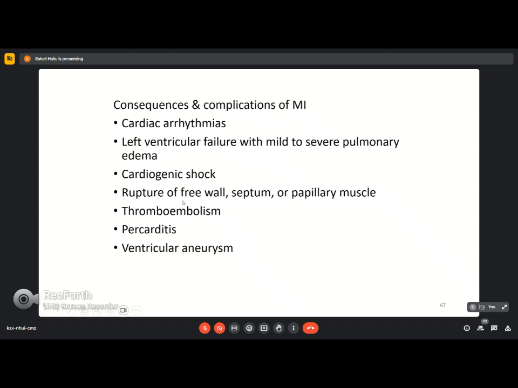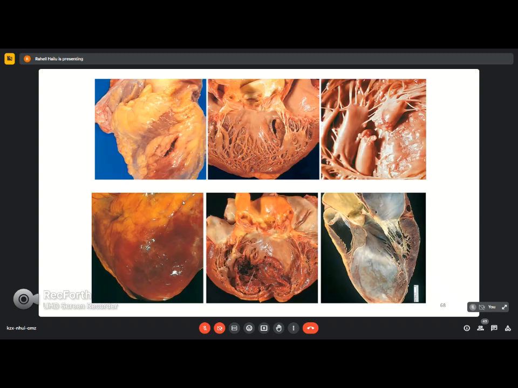Thromboembolism can occur as a result of myocardial infarction. This can be due to aneurysms, stasis, and then the thromboembolism situation. Pericarditis can occur due to myocardial infarction, ventricular aneurysm, and so on.